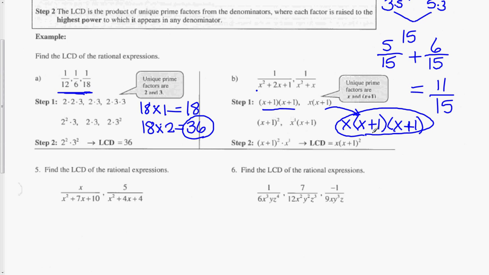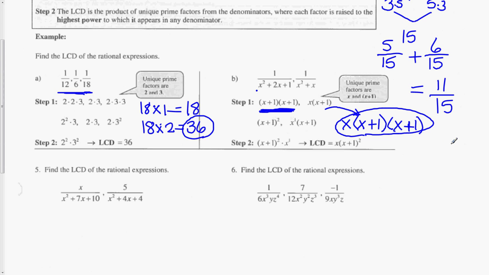The only time you write two of the same parentheses in your LCD is if you have two of them together in one denominator. And this was a case where I had two of them together in one denominator, so I need two of them together in my LCD. And we'll work some more like this.